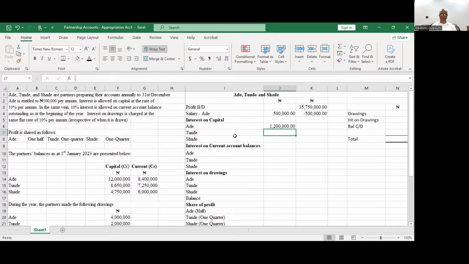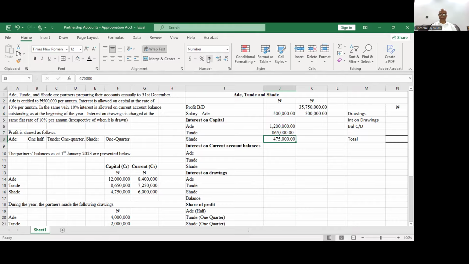Tunde is going to get 10% as well. 10% of 8,650,000 is 865,000. Then Shade is also getting 10%, so that will give us 475,000. That's what he gets at the end of the day.